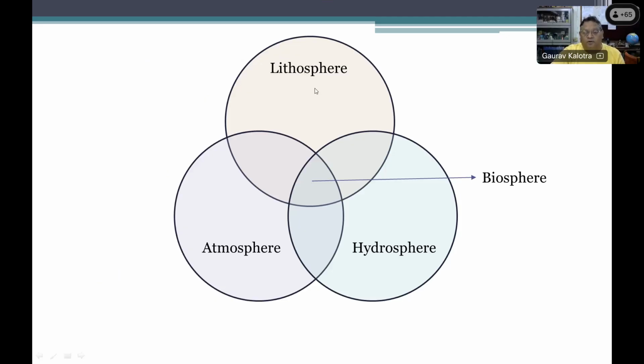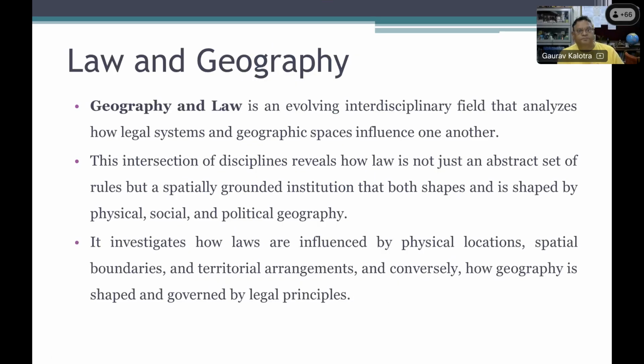When we talk about lithosphere, lithosphere is ground, earth; atmosphere, air; hydrosphere, water. Now, without all these three things, life cannot be possible. And at the intersection of all these three, the sphere is known as biosphere. That is where all the human beings live and they interact with all these things. If you see, the sphere of this is very small as compared to the others.